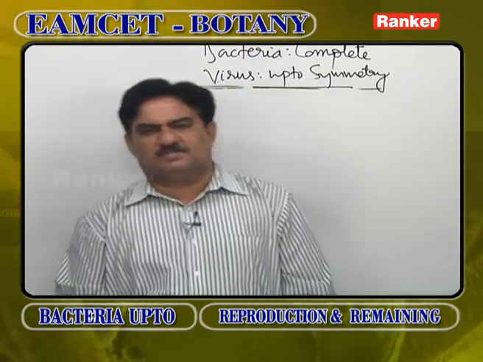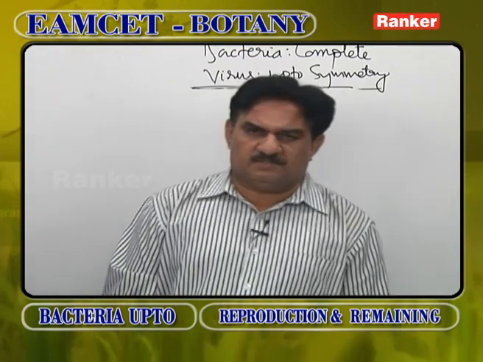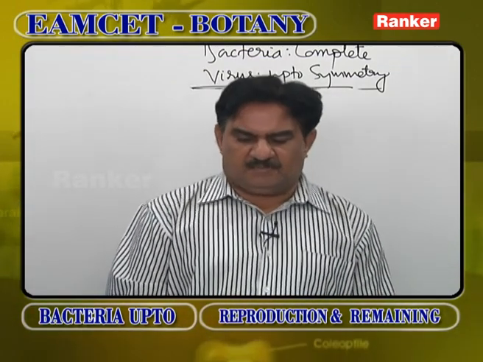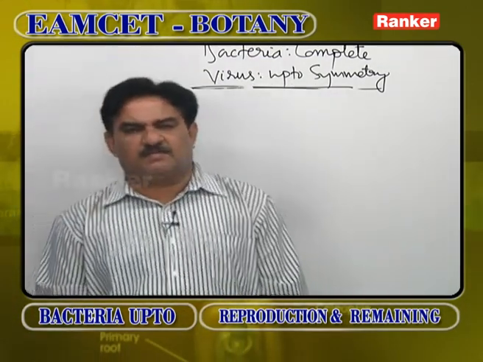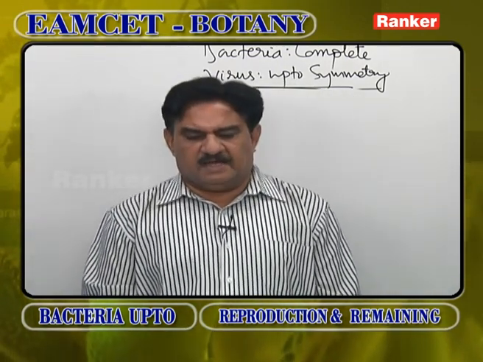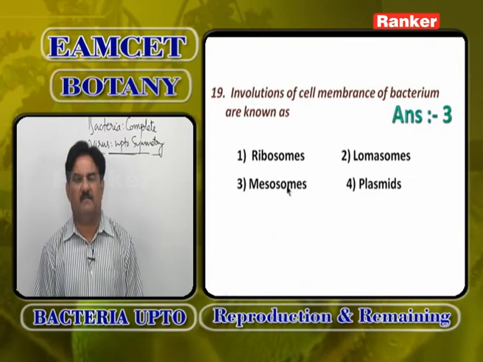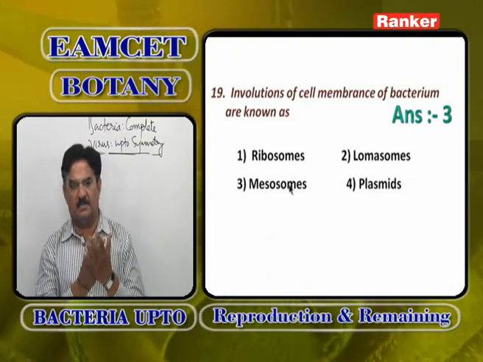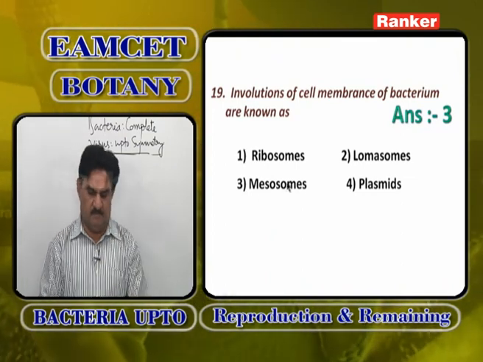Plasmids are extrachromosomal, circular genetic material with some special properties, such as R plasmid, P plasmid, F plasmid and col plasmid. The answer: involutions of the cell membrane of a bacterium are popularly known as mesosomes. Third option.